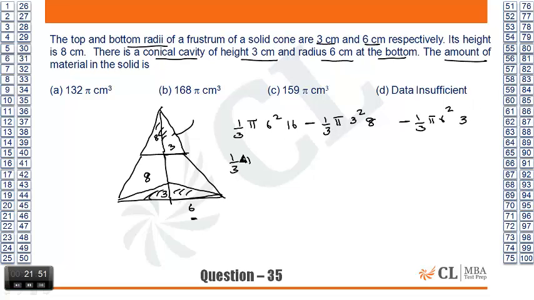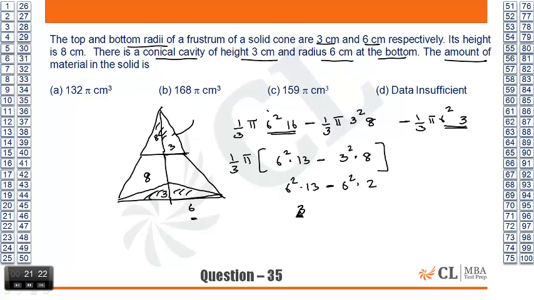This looks very common. Actually, let me take 1/3 pi outside. So you'll get 6 square into 16, 6 square into 3. That'll be 6 square into 13. So that'll be 6 square into 13 minus 3 square into 8. Okay, 3 square into 8. 3 2s are 6. 9 4s are 36. So that'll be 6 square into 13 minus 6 square into 2. That'll be 36 into 11. 11 into pi divided by 3. That'll be 12 into 11. 132 pi. Okay.